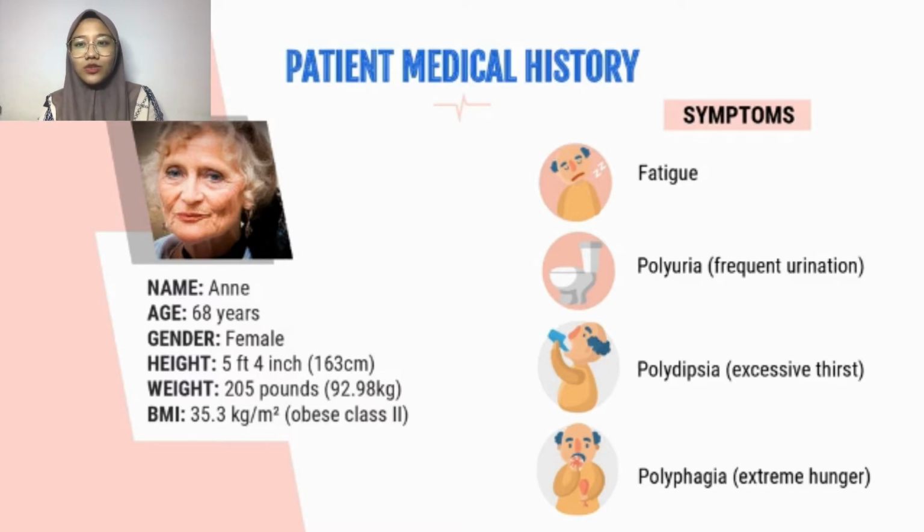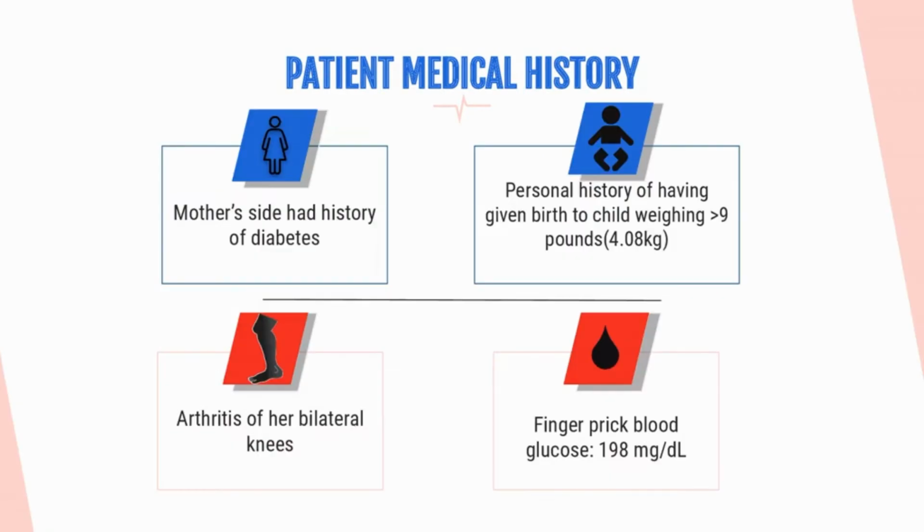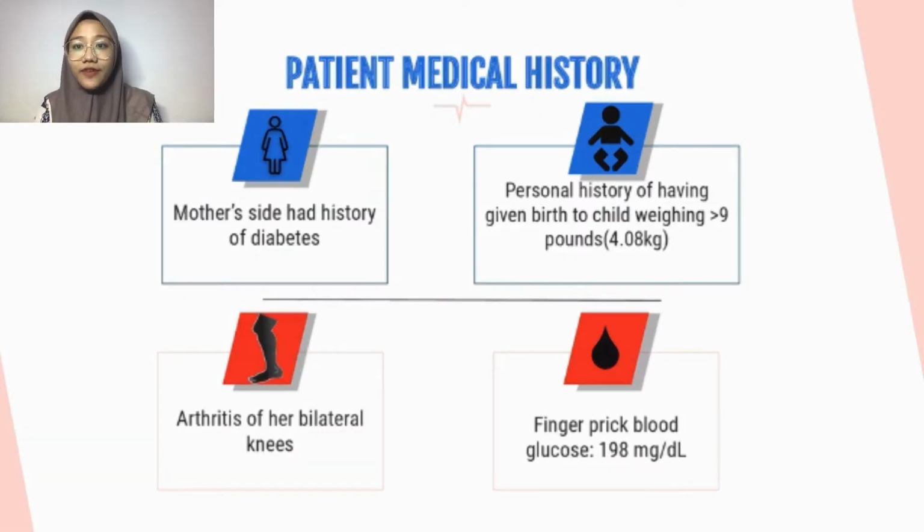She is presenting to her primary care physician with complaint of fatigue, polyuria, polyphagia, and polydipsia for the past few months. She confirms that she has a family history of diabetes on her mother's side. She also personally had given birth to a child weighing 4.08 kg and has arthritis of her bilateral knees. Result of her fingerprick shows a blood glucose level of 198 mg per deciliter.